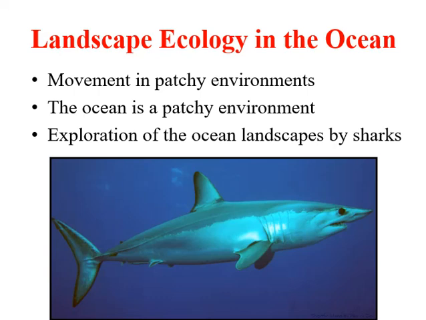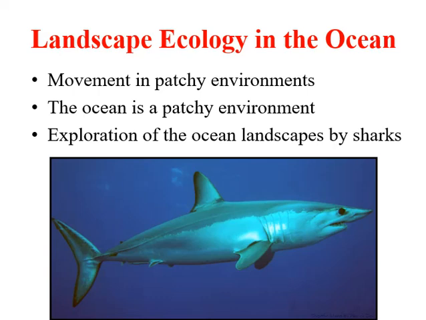So there's a number of different ecosystems in the ocean that are patchy in terms of the distribution of energy that will ultimately make its way up to large predators such as sharks. So that's what I want to talk about today, this idea of the ocean as a landscape, patches in the ocean, and their influence on the movements of sharks out in the open ocean.